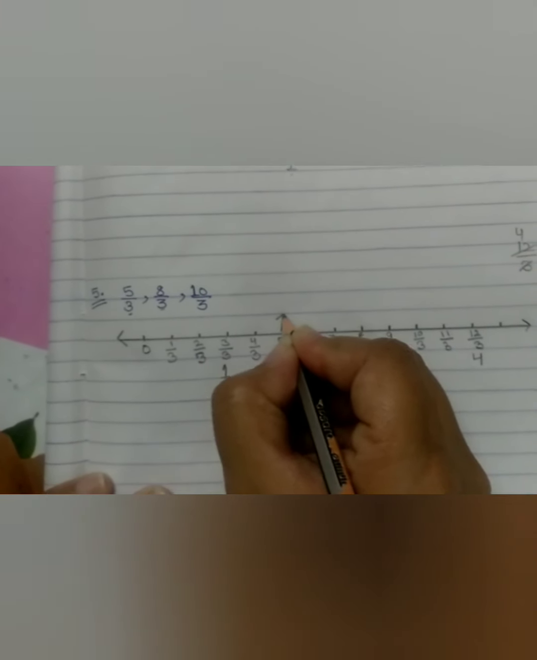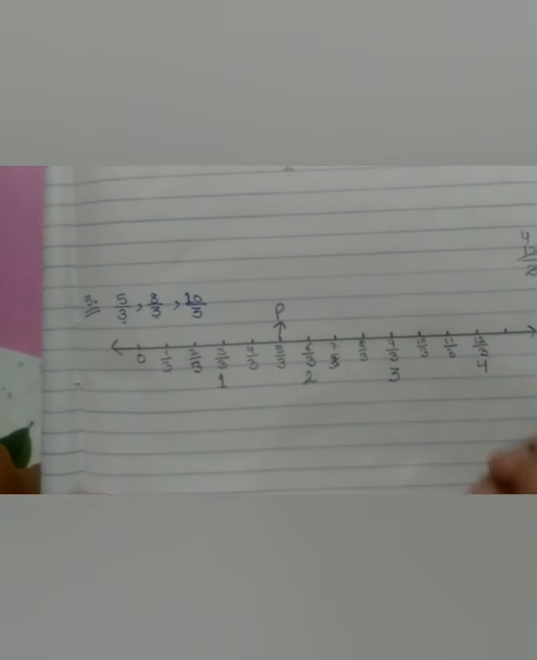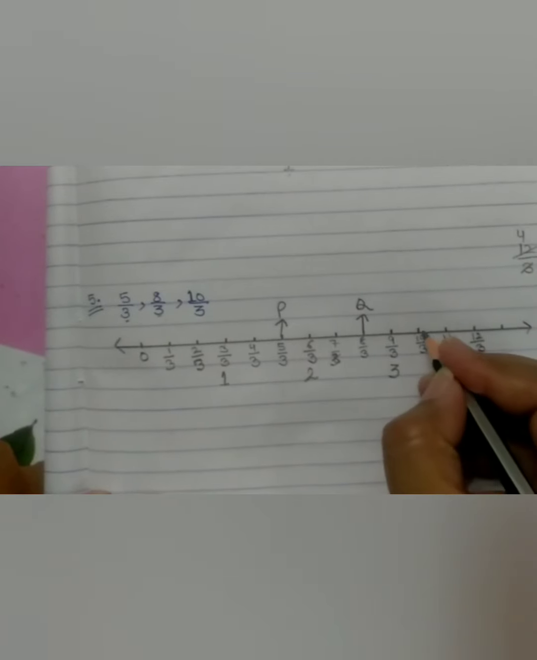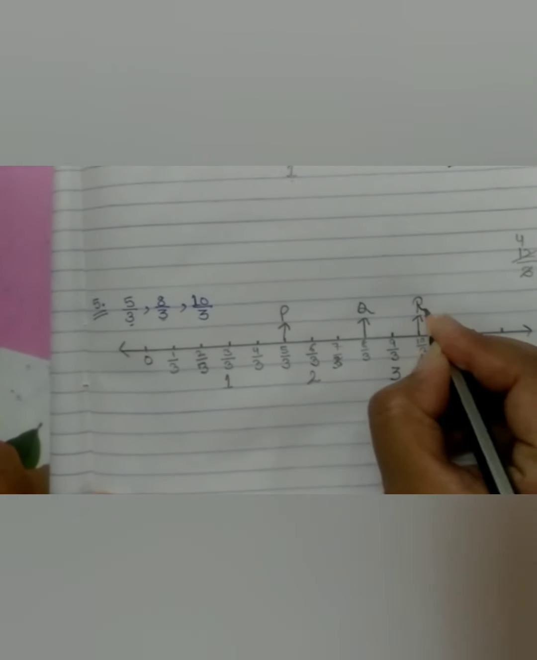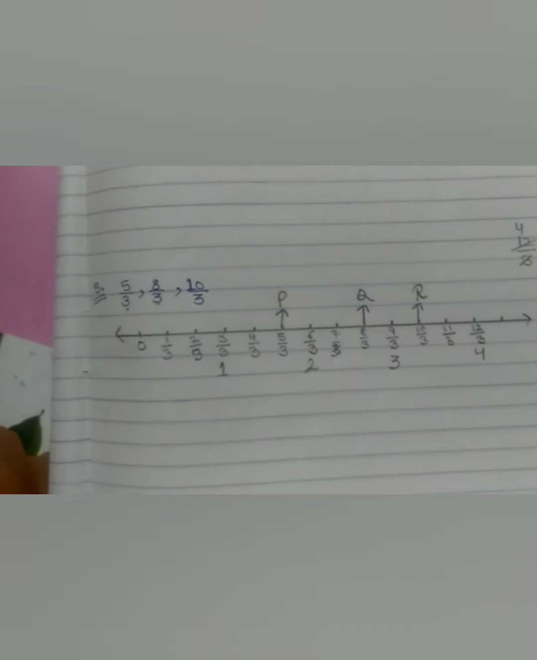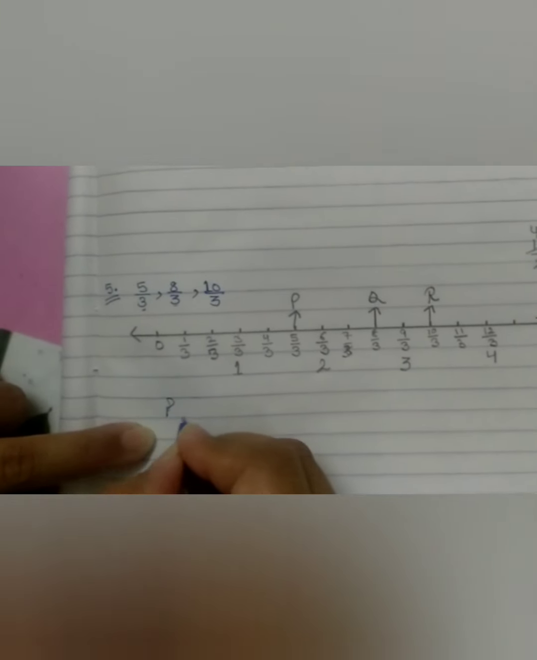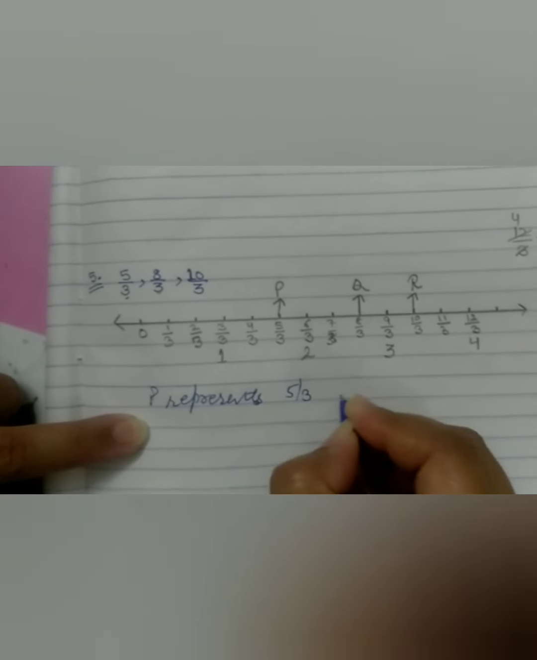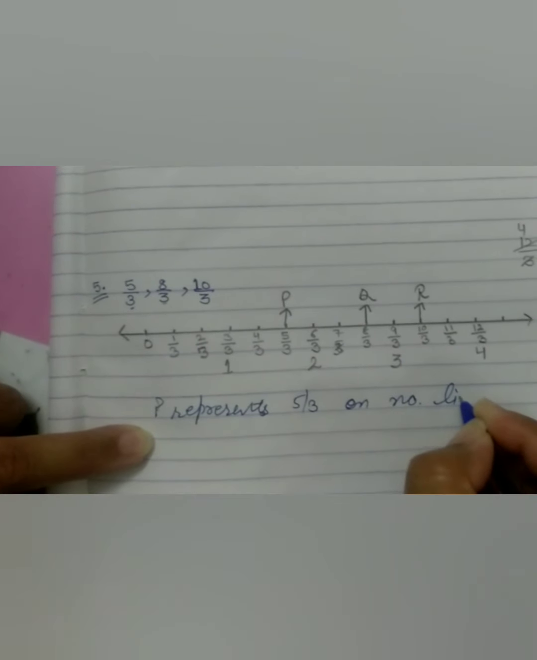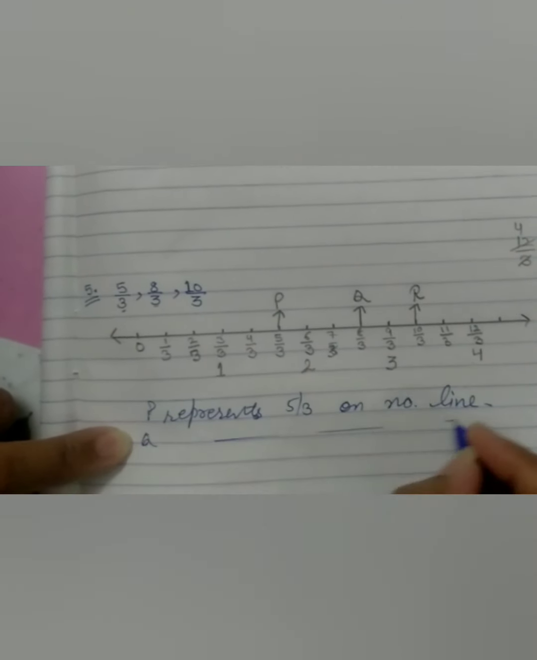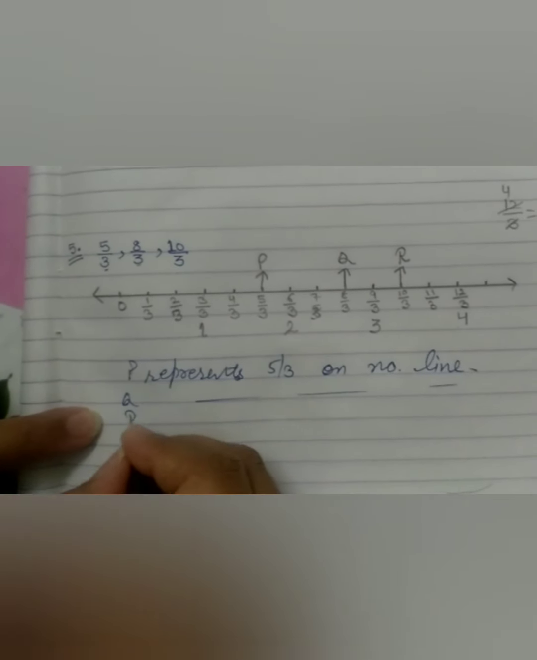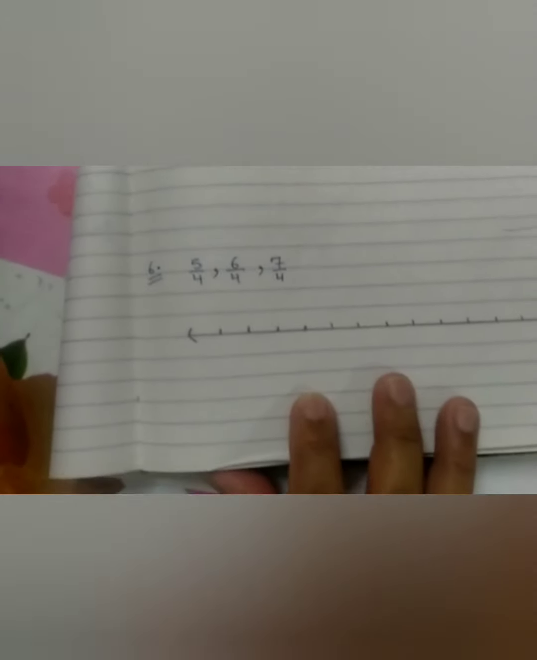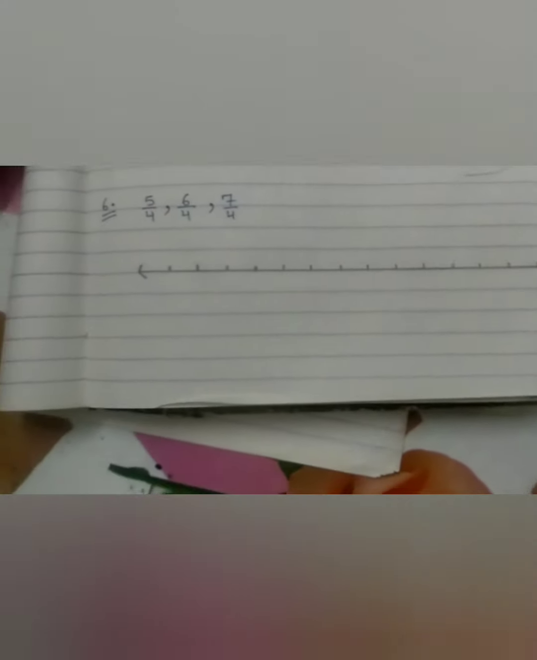Here is P representing 5 by 3. Then this is Q representing 8 by 3. And here it is R representing 10 by 3. And then you have to write down that P represents 5 by 3 on number line, and so on. Q represents 8 by 3 on number line, and R represents 10 by 3 on number line. Now let's see the next question, question number 6.